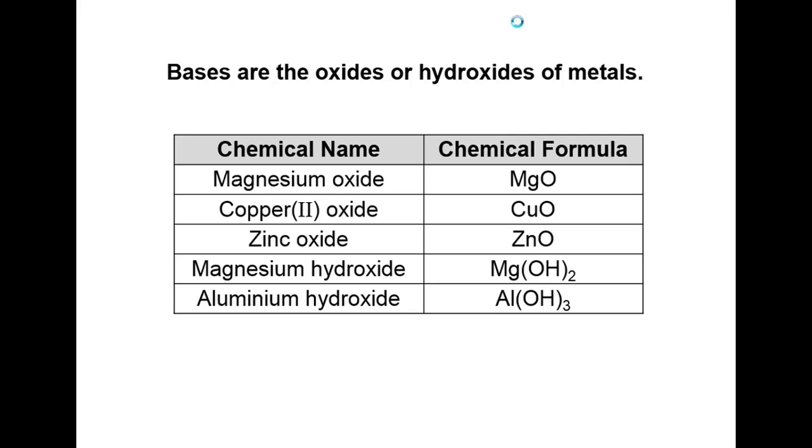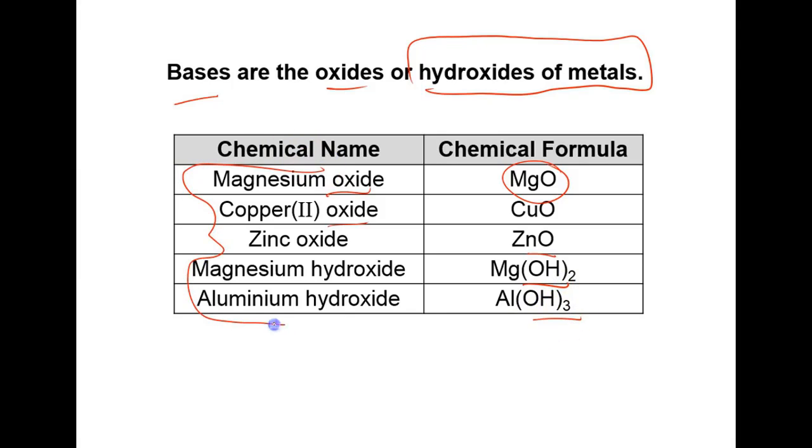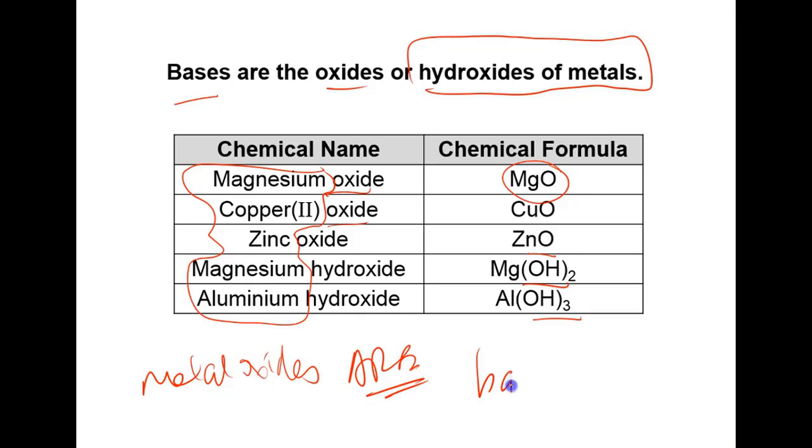So before we begin, let's again define bases. They are the oxides or hydroxides of metals. So if we take a look here, this is the metal oxide, this is magnesium oxide, this is copper(II) oxide, zinc oxide, magnesium hydroxide, aluminum hydroxide. Notice that all these here are metals. So metal oxides are bases. Right? Metal oxides are bases.